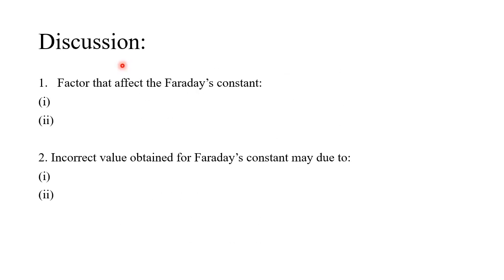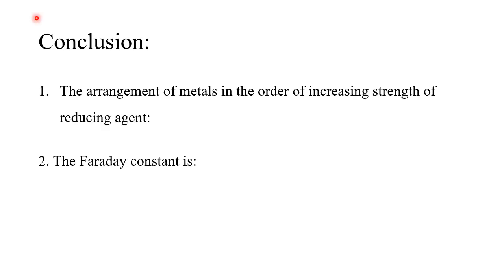For the discussion of part B, you need to state the factors that affect the Faraday constant, and the incorrect value obtained for the Faraday constant may be due to them. The last part, of course, is the conclusion. You just answer your objective: the arrangement of metals in order of increasing strength of reducing agent, and the Faraday constant is. So that's all for this pre-lab experiment 3.